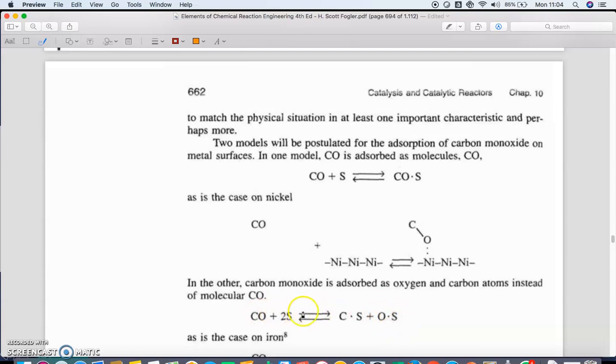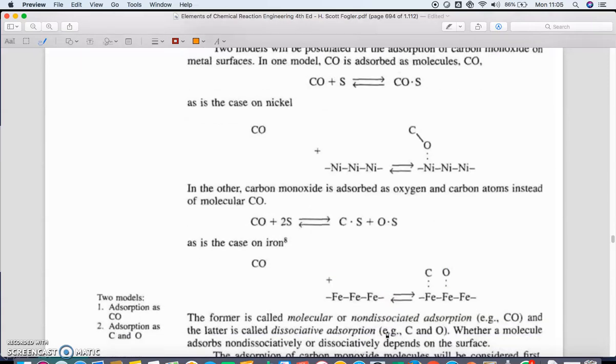It's like balancing your equation, like you did previously when you learned chemistry. Here you have 2S, so you need to put 2 in front of the S. So 1C, 1C, 1O, and 1O. This adsorption of carbon monoxide we can describe in two models. One is carbon monoxide as a molecule, so it will adsorb on the catalyst surface like this. But in the second model, it can adsorb as atomic: C dot S plus O dot S.